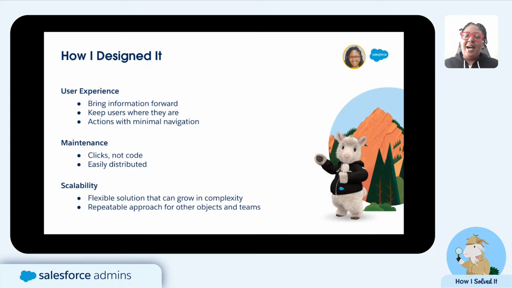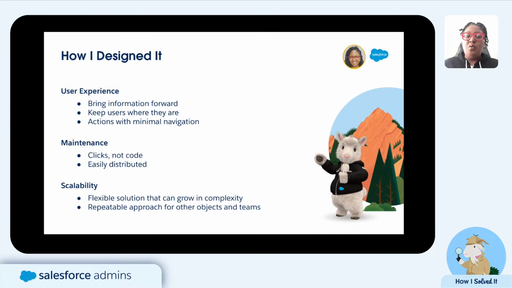For maintainability, I see this as the experience of the admins or the backend team. So this involves clicks, not code. And when I say that, there are definitely reasons to go more programmatic over declarative. But in the initial state of a project, especially when we're building out a proof of concept, a great way to do that is with Flow. And then also just for quicker launch, updates, and so forth. And then it's also easily distributed. So something like a screen flow, you can move around, you can put on various records as things change.